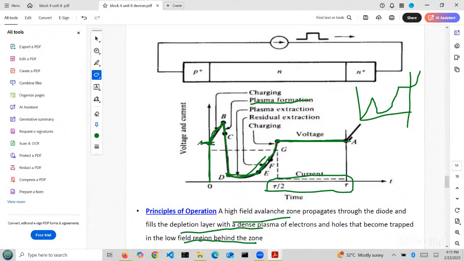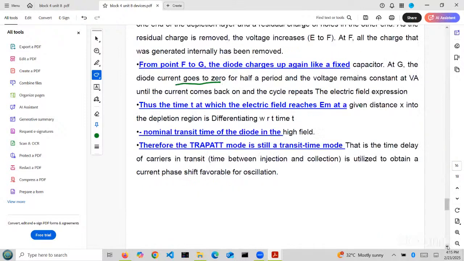Beyond T, what is happening? Again, a fresh cycle is started. From T onwards, a fresh cycle is started. So for the overall diagram, we have to explain under separate subheadings, from which point to which point, what is happening. Again, it acts as a normal diode. Therefore, the trapatt mode is still a transit time mode. This is used for microwave applications.